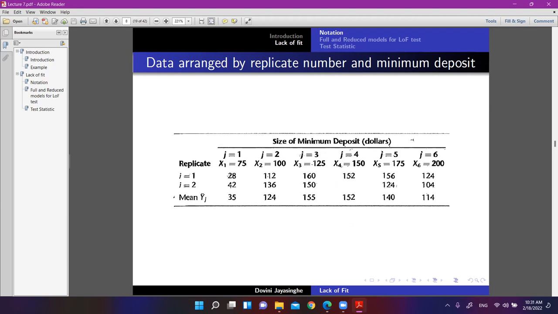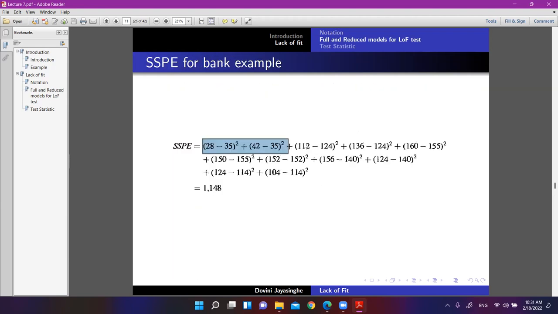See, we talked about this block, and then the other block, 112 minus 124 squared plus 136 minus 124 squared. Let's see whether we have that as the next two terms. See, 112 minus 124 squared plus 136 minus 124 squared. So that is for the 124 block, the second block, right? We had 11 observations, so we have 11 things. Even this one, 152 minus 152 squared. We had just one observation, we don't even call it a replicate. So this is zero, right? When you compute this, you get 1148. You can compute it at home. So this is the pure error sum of squares.